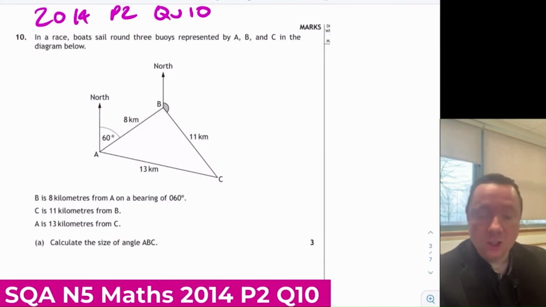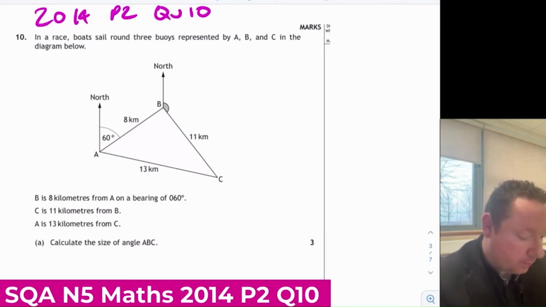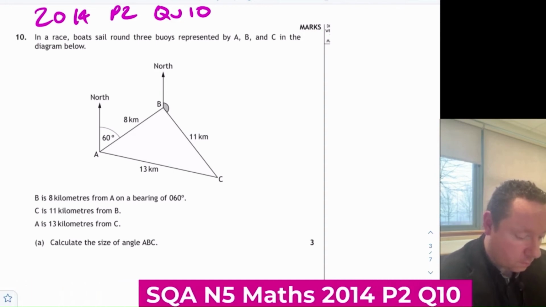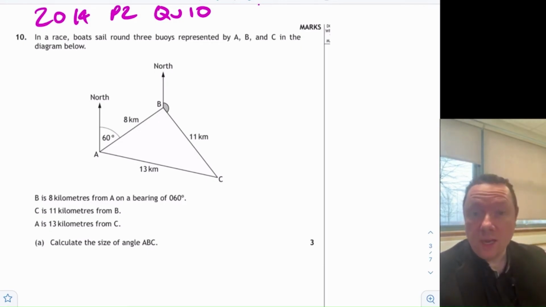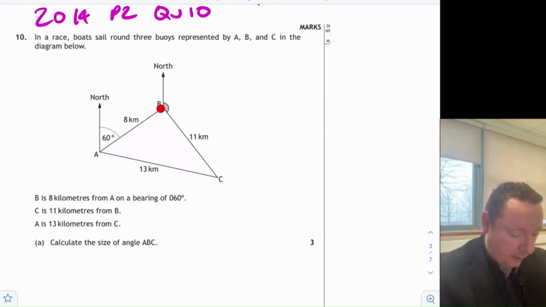2014 paper 2 question 10. In a race, boats sail around the three buoys A, B and C in the diagram below. B is 8 kilometres on a bearing of 60 degrees. C is 11 kilometres from B, A is 13 kilometres from C, and the first part of the question is calculate the angle ABC. So they've given us a diagram in this case, so we can just get started straight away. A to B to C, it's this angle in here, so just take a little note of that.